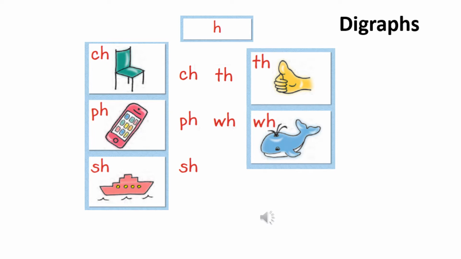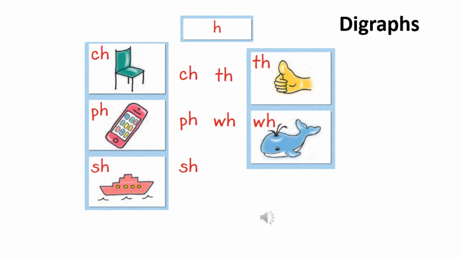Let's take another look. Here is the picture of the poster that we are using this year to study the H digraphs. So let's look up in the top. CH. Work together to make one new sound. Ch, chair. PH. Work together to make the sound that the letter F makes. F, f. So now you can see in English, the F sound is made by the letter F, but sometimes it's made by the letters P and H.